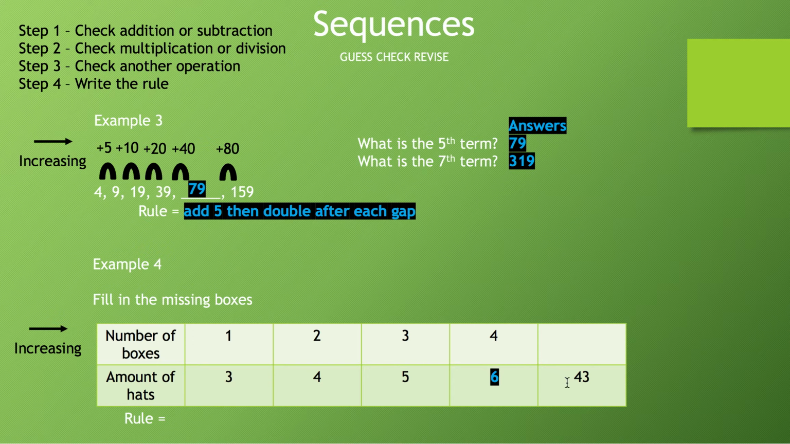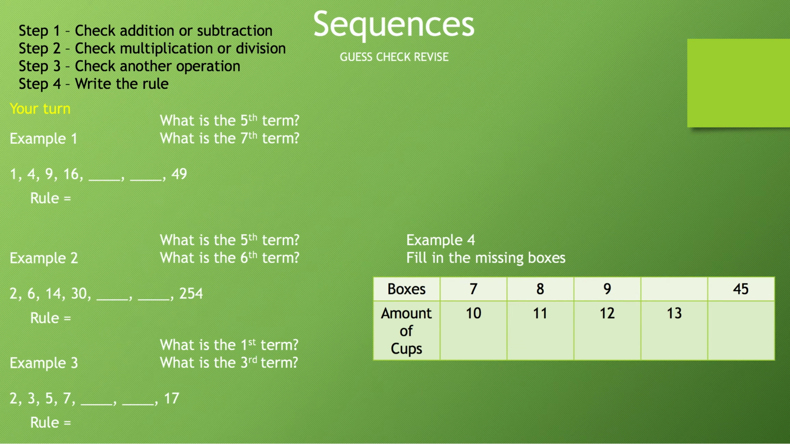Okay, so look here. If we have 43 here, what do you think is going to be here? I think it's going to be the opposite, so we're going to subtract, and we're going to get 41. So what's the rule? The rule is add 2 to the number of boxes. And there you go. Now it's going to be your turn. I'm going to give you a few seconds to pause the video so you can write down the answers on your own and then verify after that.